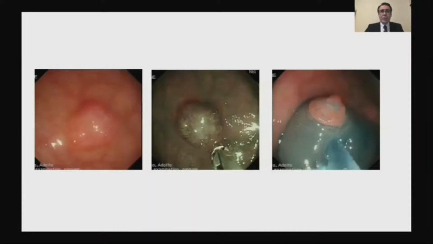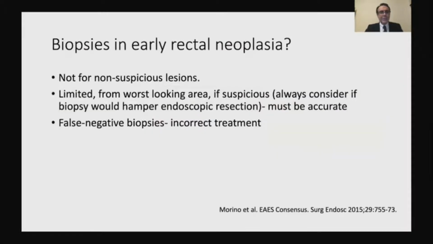Even for smaller polyps, we have to be ready to find the signs of malignancy. This was a 5 mm rectal lower sigmoid polyp with an erosion, and we wanted to be aggressive in the treatment, not just with a cold snare, but with a method I will show you later.